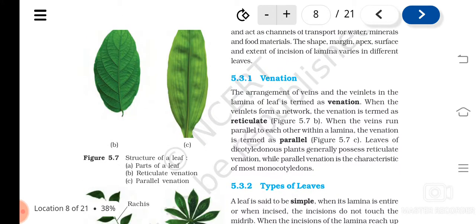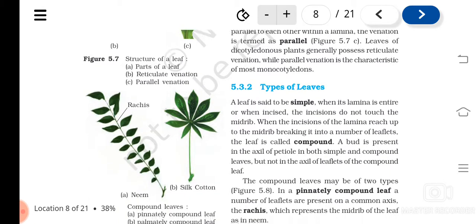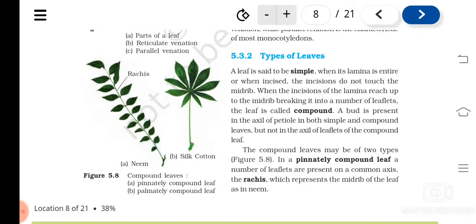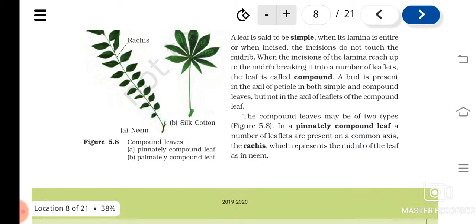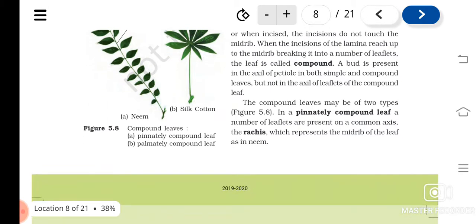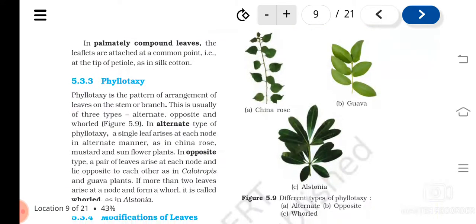So there are two different venations, that is reticulate and parallel venation. Parallel is more commonly seen in monocot plants, and reticulate we can see in dicot plants. Clear? Then the leaves can be simple or compound. If only a single leaf lamina is there, then we call it as what? Simple. And if the leaf lamina is divided into a number of small leaflets, then we call it as compound. And it can be pinnately compound leaf or palmately compound leaf.